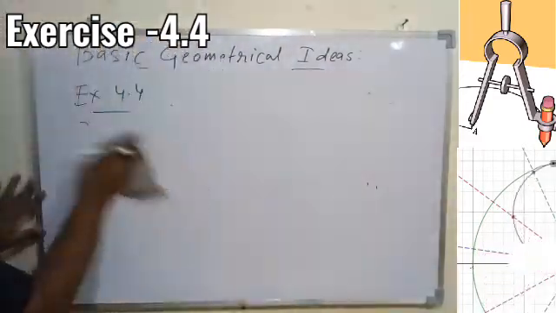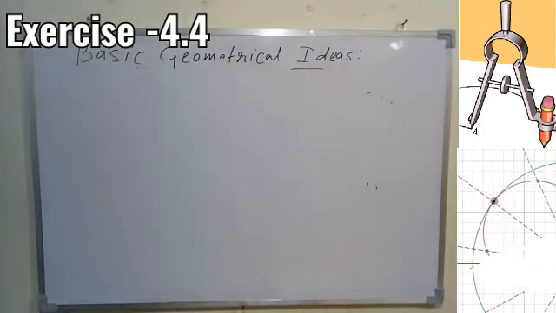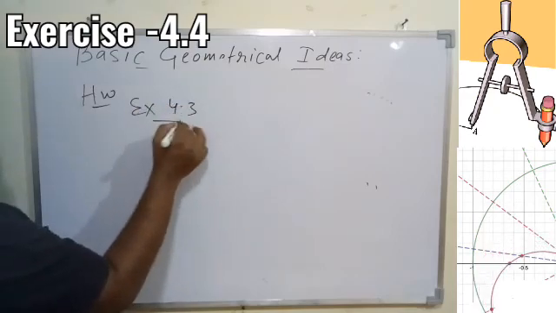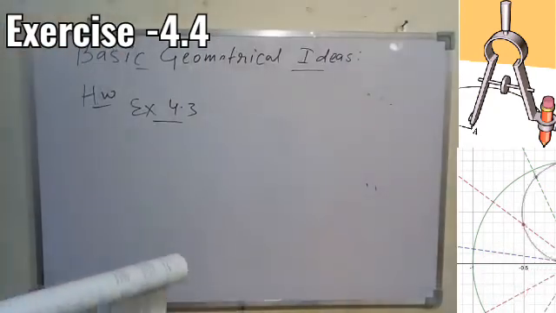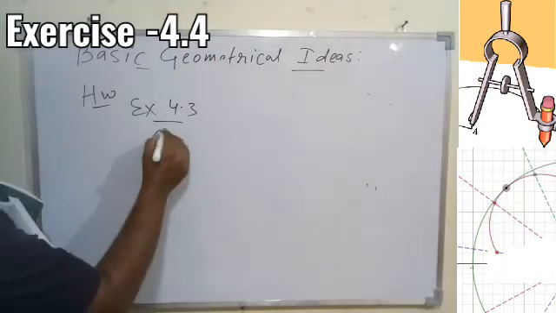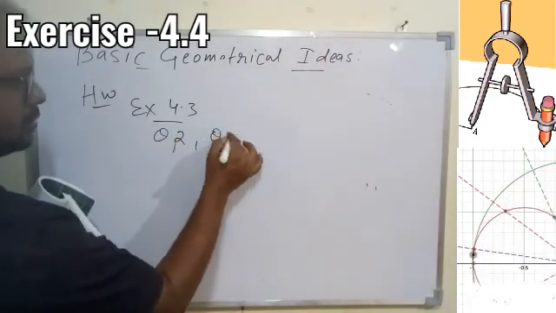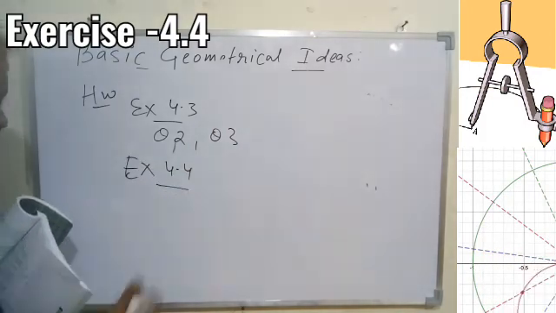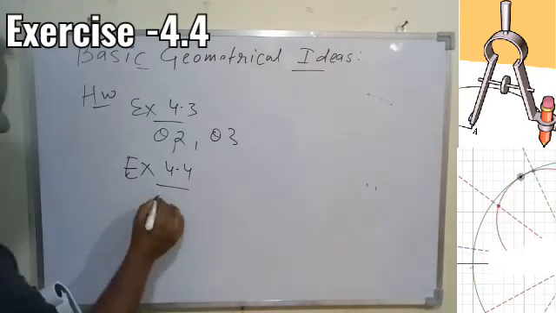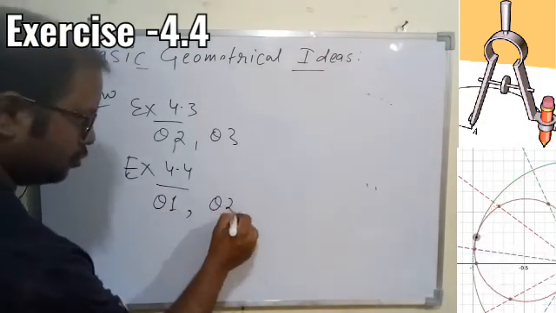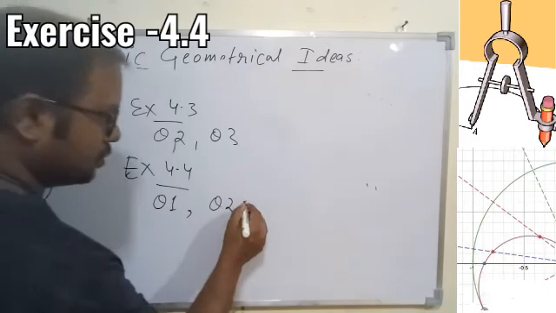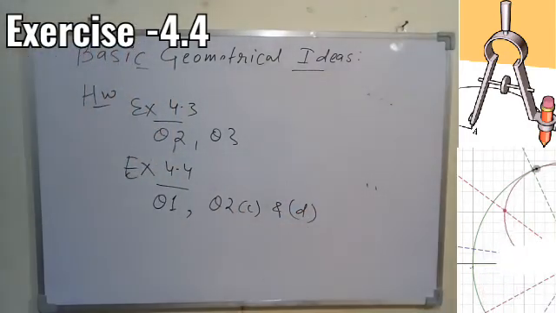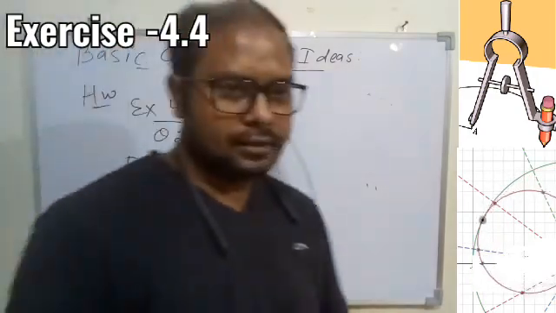So overall the homework for you today is very first from exercise 4.3, what I gave to you, question number 2 and 3. So question 2 and question 3 you have to do, and from exercise 4.4, question 1 you have to do, and question 2 C and D. So C and D. Okay, so that is all about today.